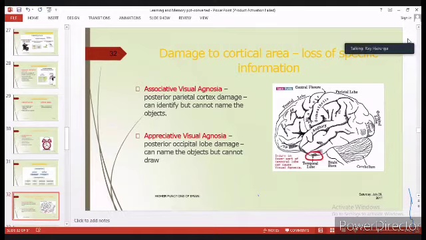So they can identify something, but they cannot write the name of the object. When you tell them to identify it, they can identify it, but the same person, you tell them, can you write the name of the objects that are there? They can't write the names.